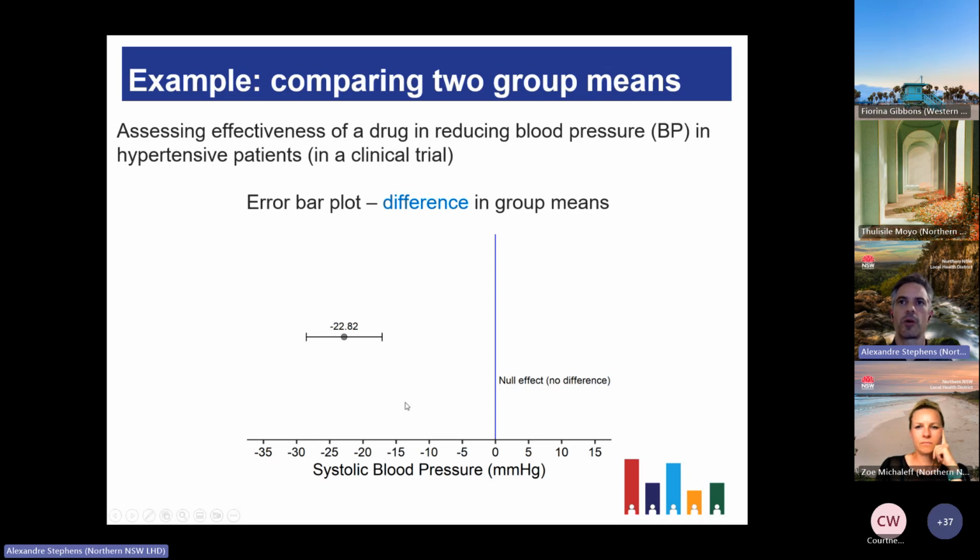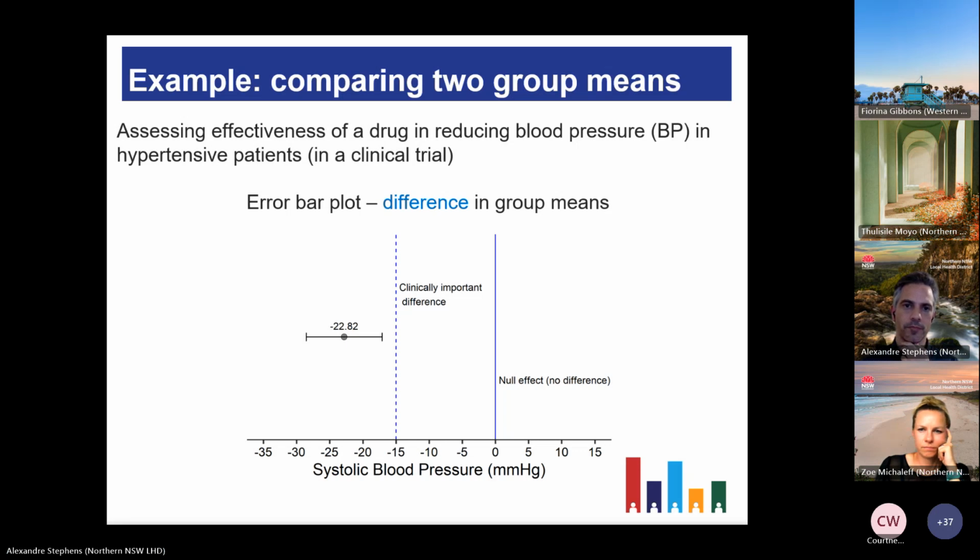So we're going to launch another poll now, I think. And this time we're going to interpret it in relation to whether that result is clinically relevant. Well done, everyone. I think that most of you are getting it. And it is also a clinically relevant result.